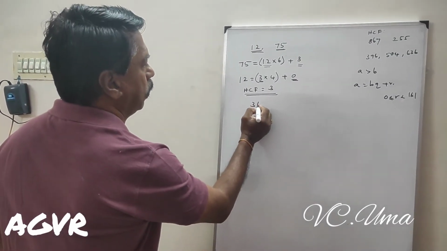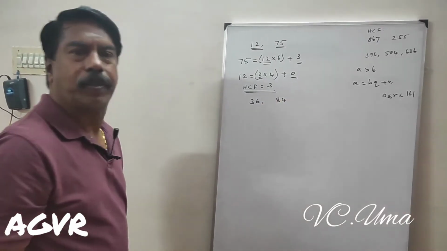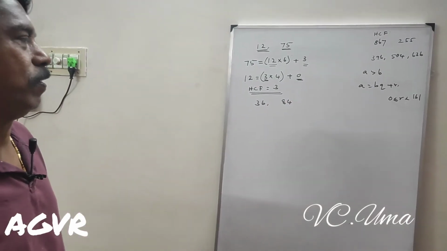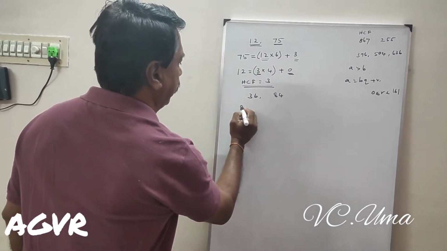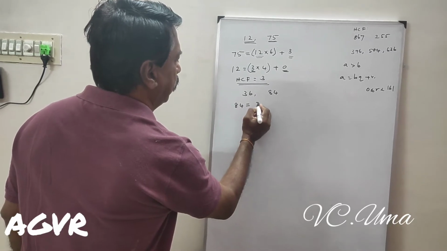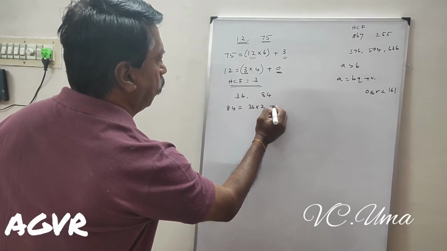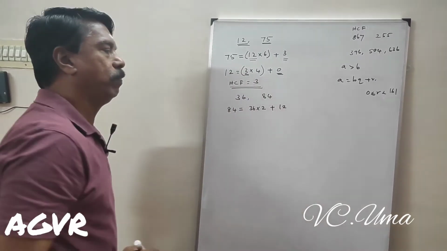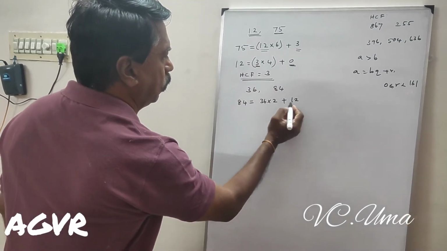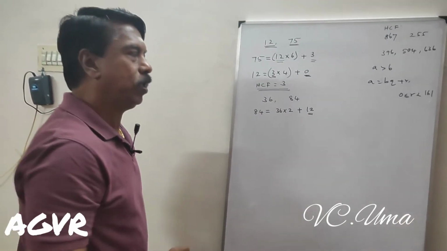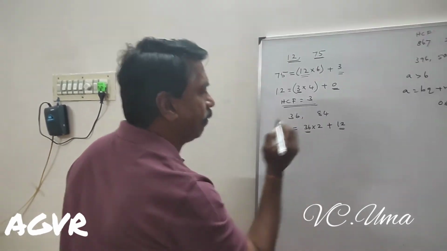What will be the HCF of 36 and 84? Now, this 84 is greater. So, 84 can be written as 36 into 2, which gives 72, plus 12. This remainder is not equal to 0. Therefore, this step should be continued by taking 36 as a and 12 as b.